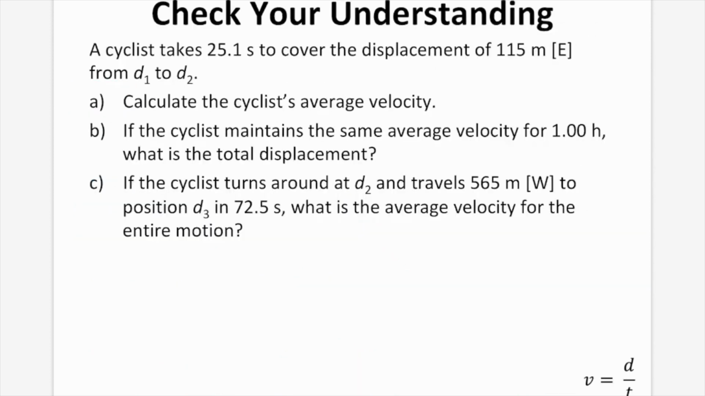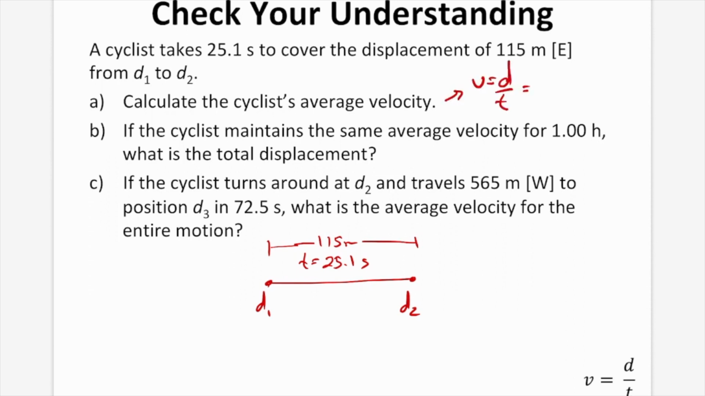Check your understanding. A cyclist takes 25.1 seconds to cover a displacement of 115 meters east from D1 to D2. So let's draw it out first. So D1, D2. And that distance is 115 meters. Now the time to complete that is 25.1 seconds. So for A, calculate the cyclist's average velocity. So velocity is going to equal displacement over time. The displacement in this case is 115 meters, and the time is 25.1 seconds. So that gives us a velocity of 4.58 meters per second east, as we're told that it's east in the question.